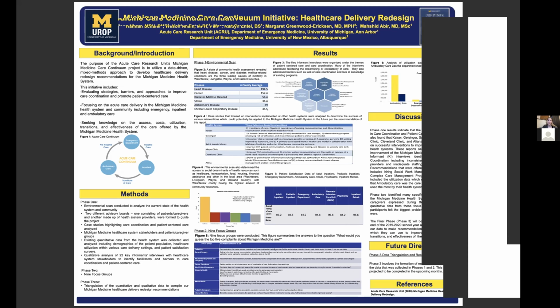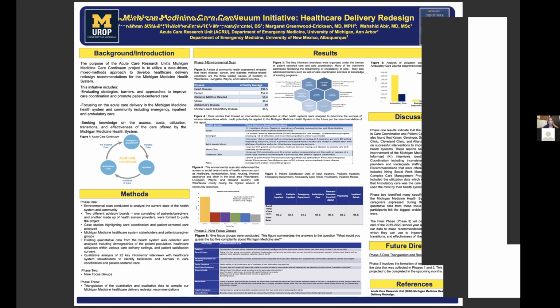Additionally, case studies highlighting care coordination and patient-centered care were analyzed. Michigan medicine healthcare system stakeholders and patient caregiver groups were also put together for information on their perspective. The existing quantitative data was also analyzed from the health system and collected, which included demographics on the patient population and healthcare utilization of the various settings in the health system, along with patient satisfaction surveys. There was also a qualitative analysis of 22 key informant interviews. And then we moved on to phase 2, which simply included 9 focus groups.